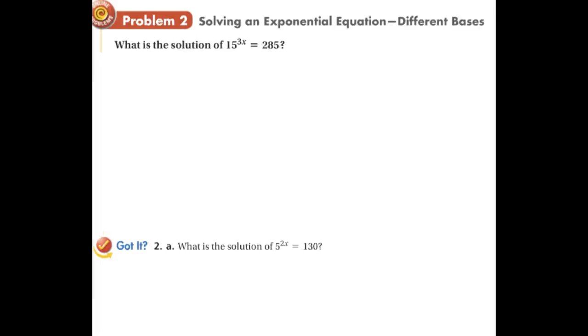All right, so for this one, 15 and 285. First thing I would do is say, can I get a common base? If I can, that's the easier route. In this case, I can't. So I'm going to take the log of both sides.